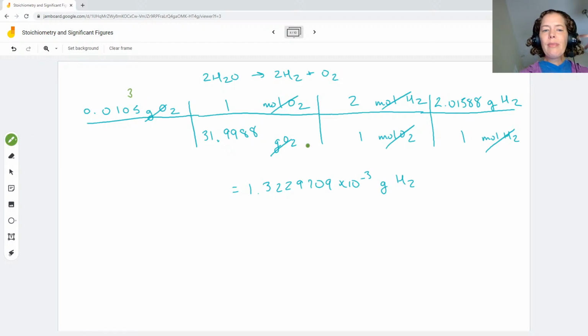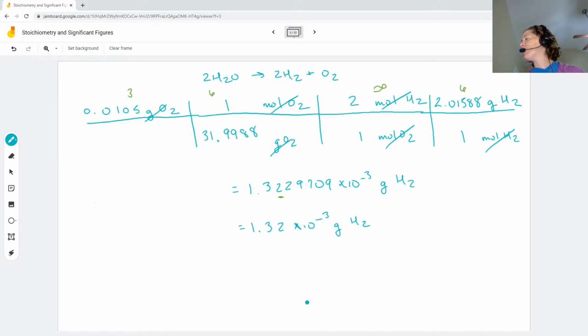It is. Molar mass of oxygen, I have 6 sig figs. Mole ratio is infinite. And for hydrogen, 1, 2, 3, 4, 5, also 6 sig figs, which means my starting number, the number I was given, limits me, which is really what I want. So I need 3 sig figs, which means I'm rounding right there. So let's rewrite this with the correct number of significant figures. 10 to the negative third grams of hydrogen.